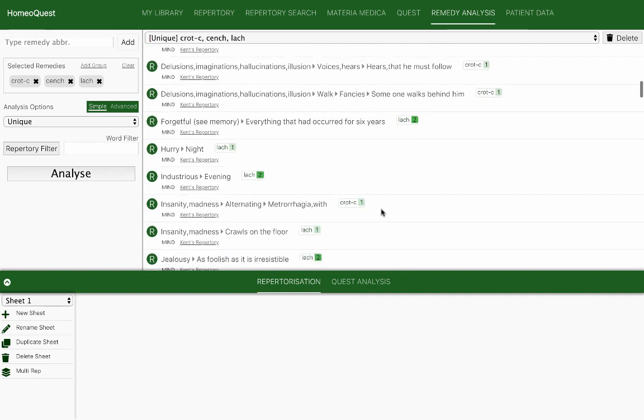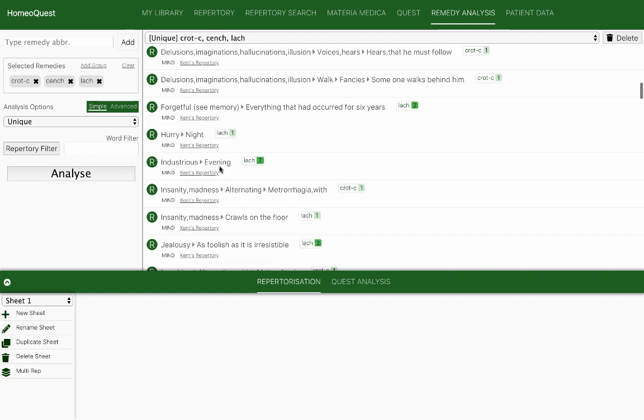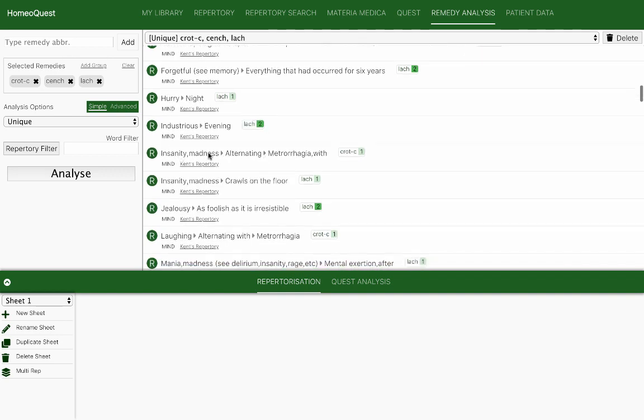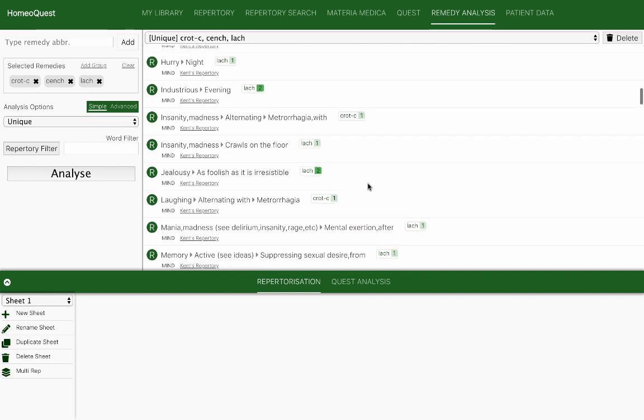What are the interesting symptoms you have? Industriousness in the evening, only 1 remedy, lachesis. Insanity alternating with menstrual symptoms, metrorrhagia, only 1 remedy, crotalis cascavella, and so on. I mean, there is no limit to the number of different comparisons of analysis that you can do through this tool. So I absolutely encourage you to play with this, use it.